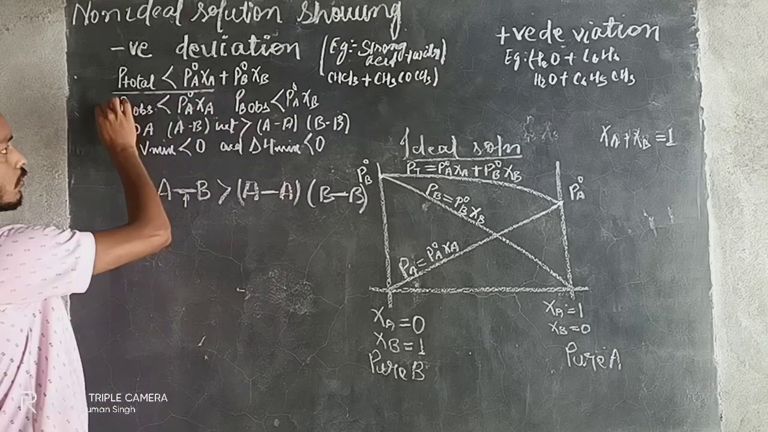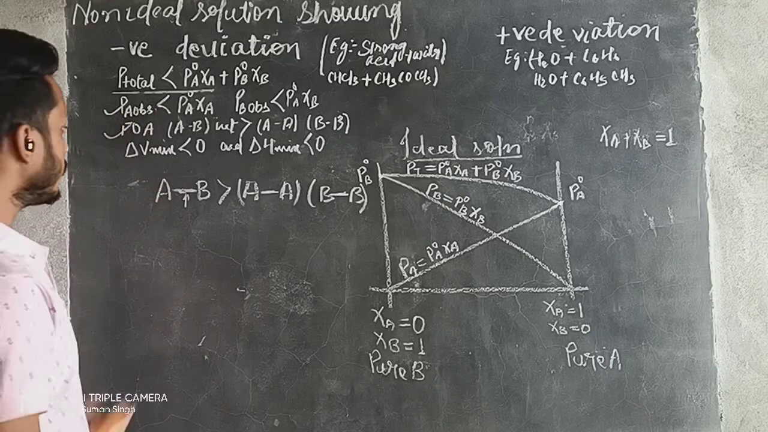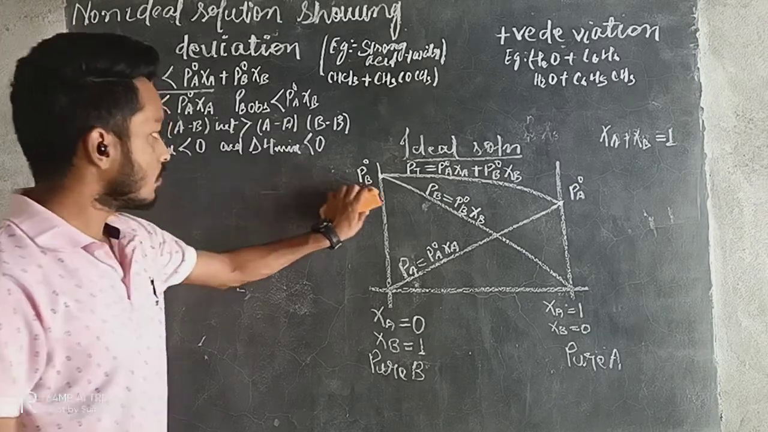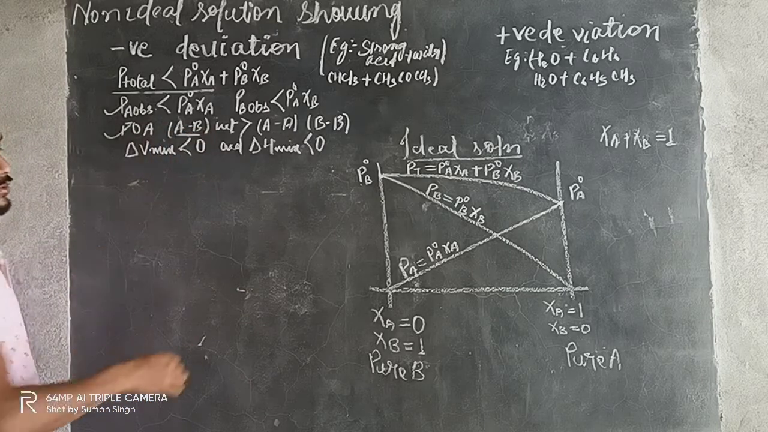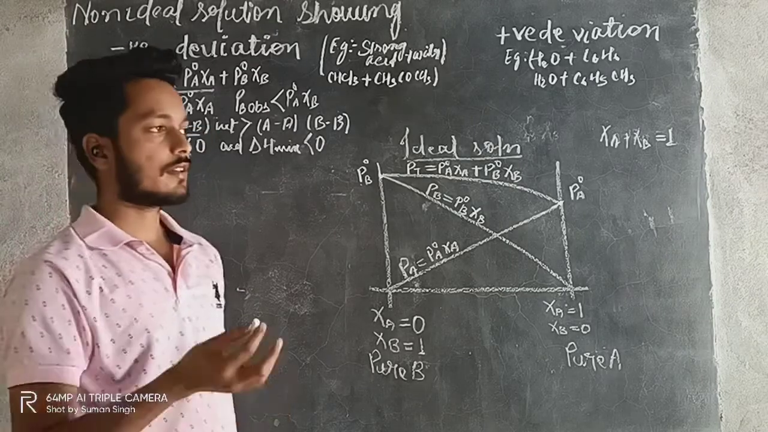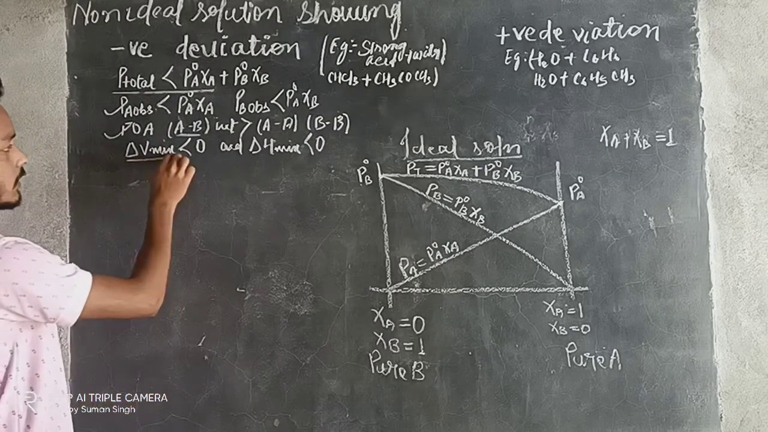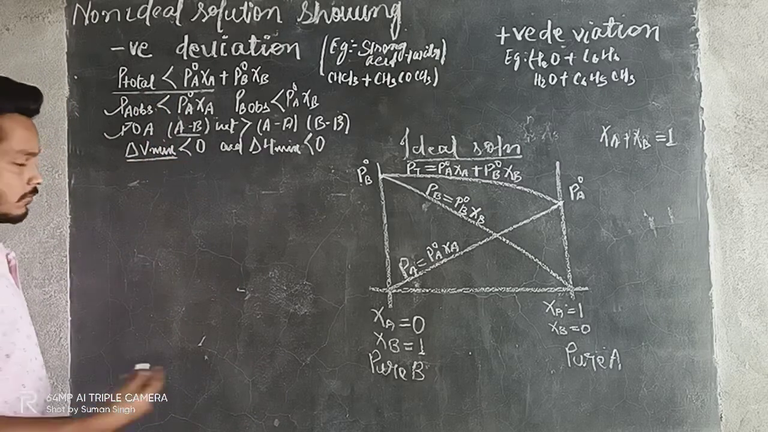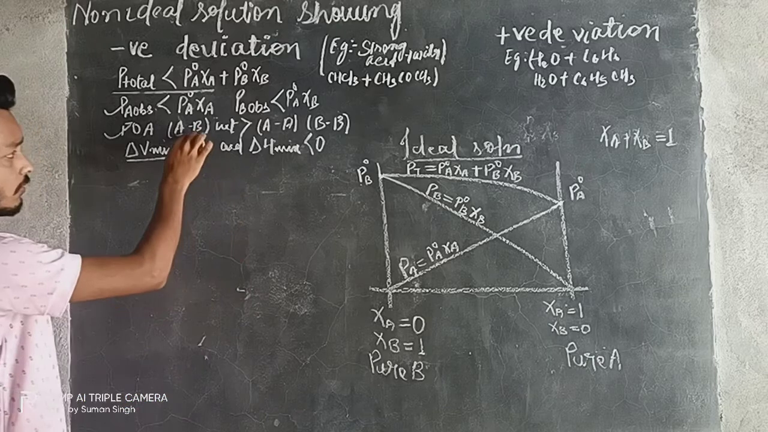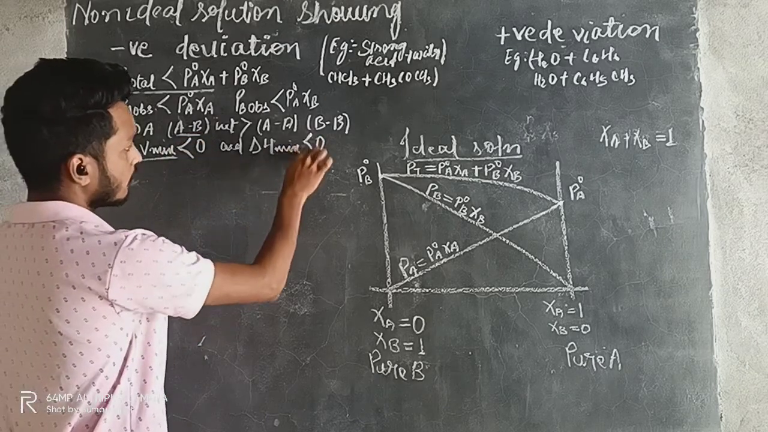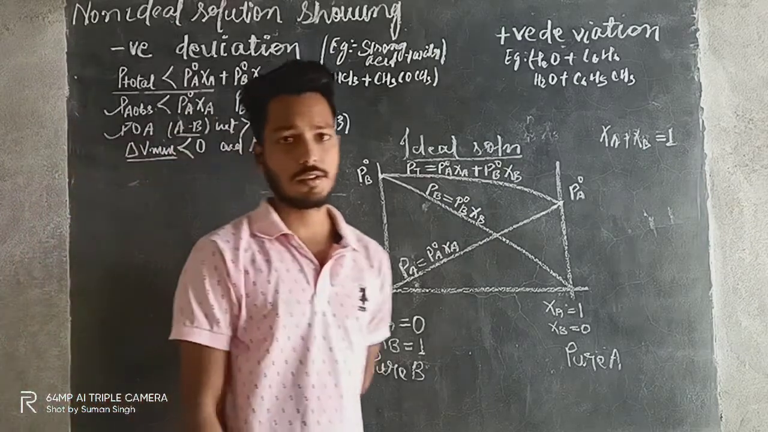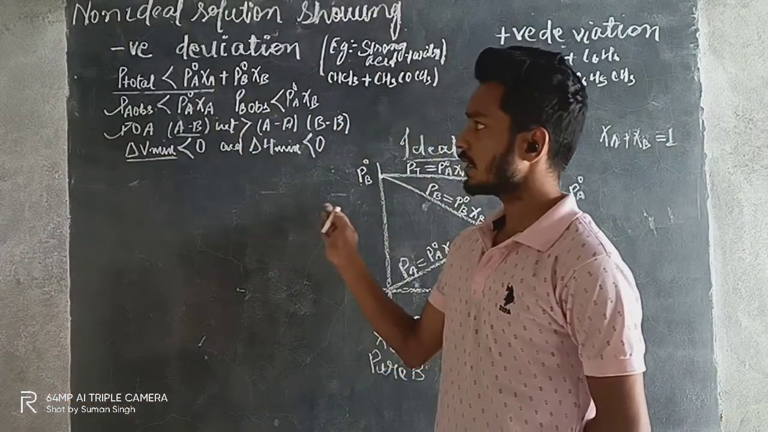So I hope these two concepts are clear. And next, if the interaction and force of attraction between AB has increased, it means that delta V mixing will be less, and delta H mixing also will be less. Okay, so I hope you have understood this negative deviation.